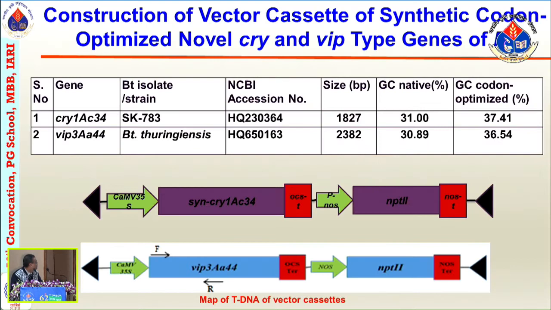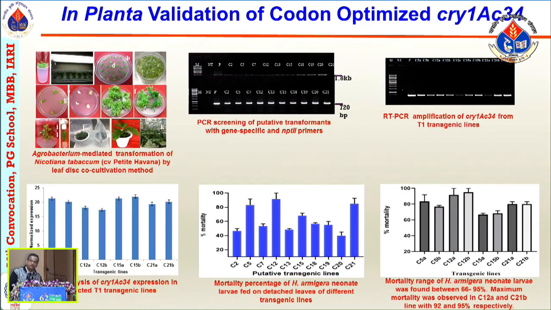Sarvjit Kaur. These 2 novel Bt genes were codon optimized for plant expression and placed before the promoter for constitutive expression, and these vector cassettes were used for tobacco transformation.